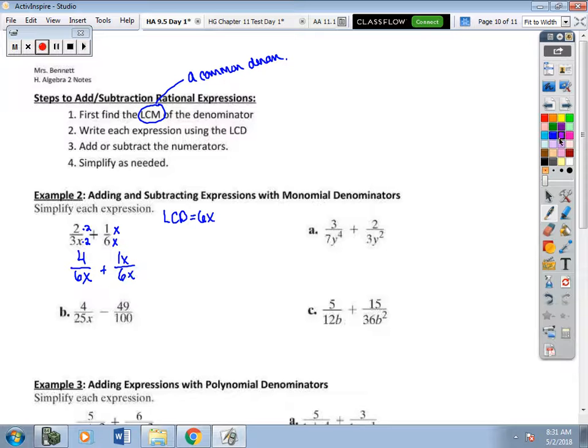Now notice the numerators, I'm going to add these together. I cannot combine them because they're not like terms. So I'm just going to get x plus 4 over 6x. And you'll be happy to know the homework doesn't ask you to state restrictions.